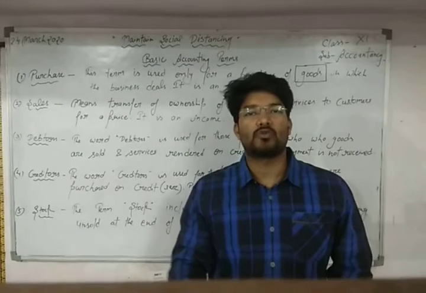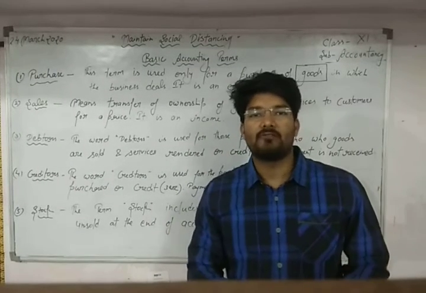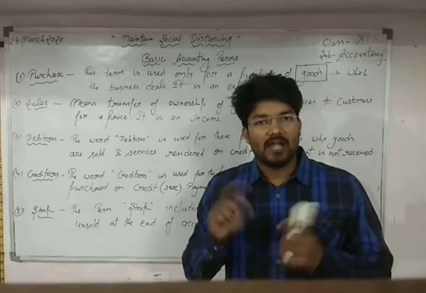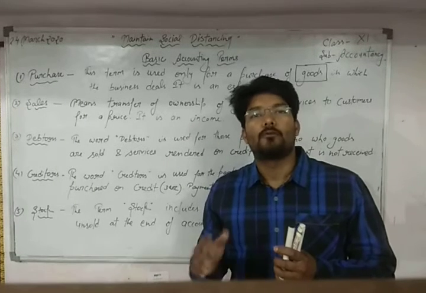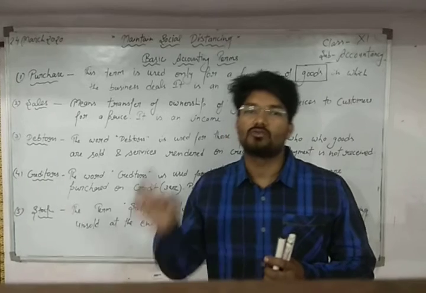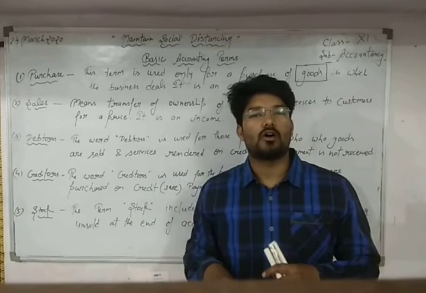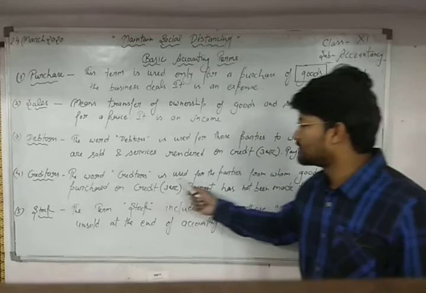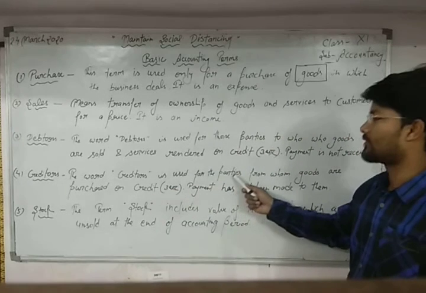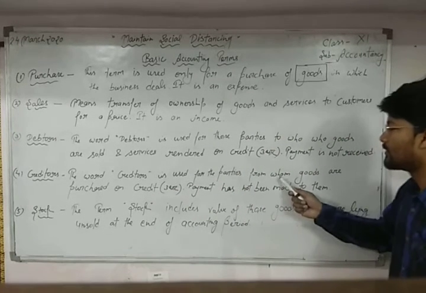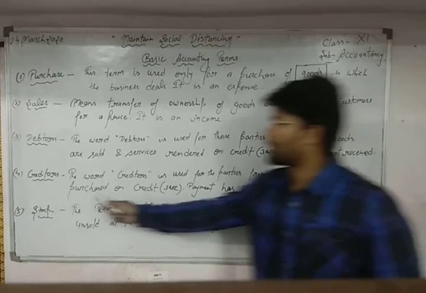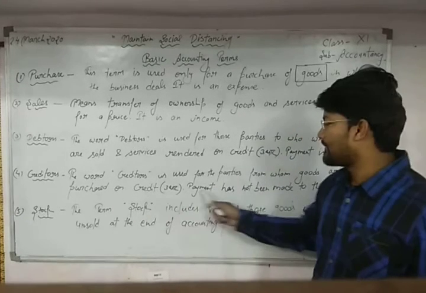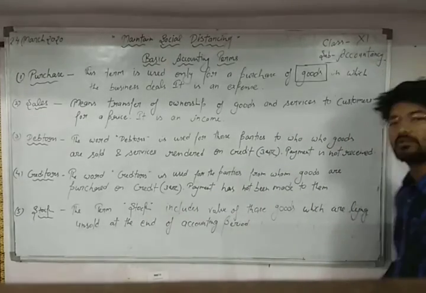Next it is creditors. It is just the opposite word of debtors. Whenever we sell goods on credit, the party becomes a debtor, and whenever we purchase goods from someone, those parties become the creditors of the business. Here it is written, the word creditor is used for the parties from whom goods are purchased on credit, means udhar. Payment has not been made to them.